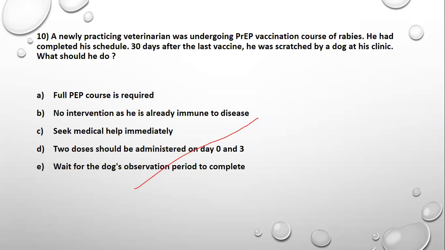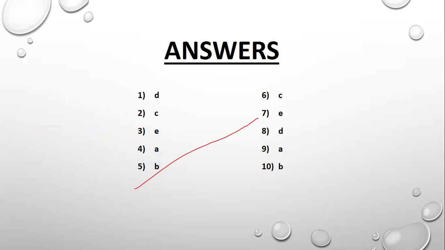The correct answer is B, no intervention as he is already immune to disease. These are the correct answers of all MCQs.